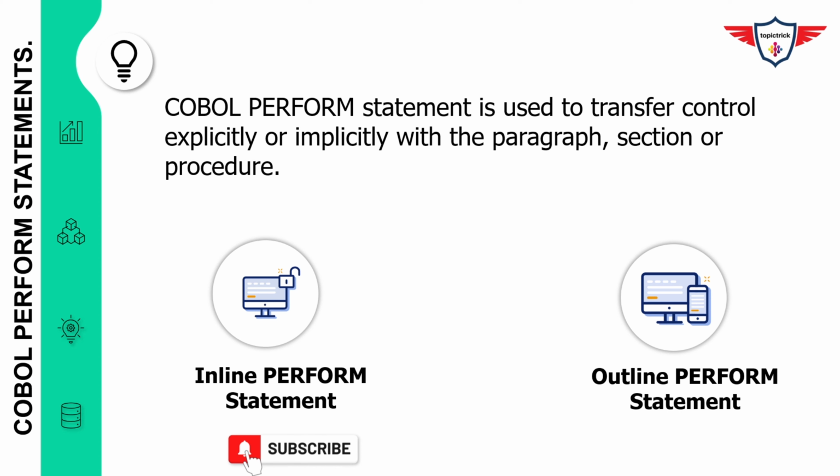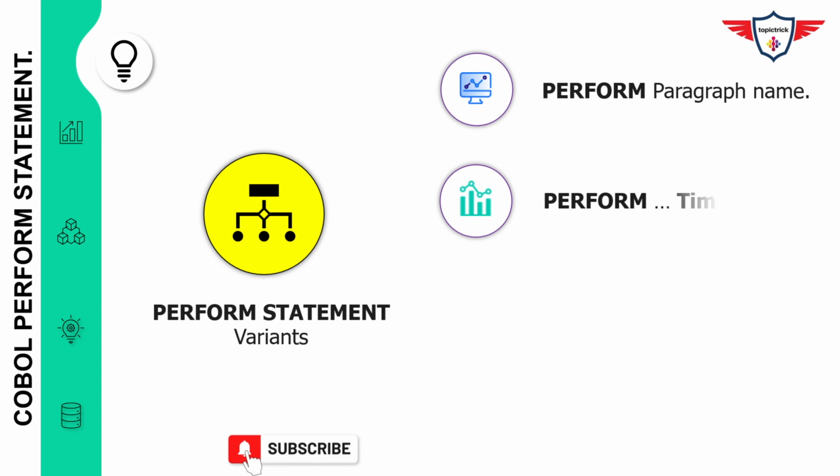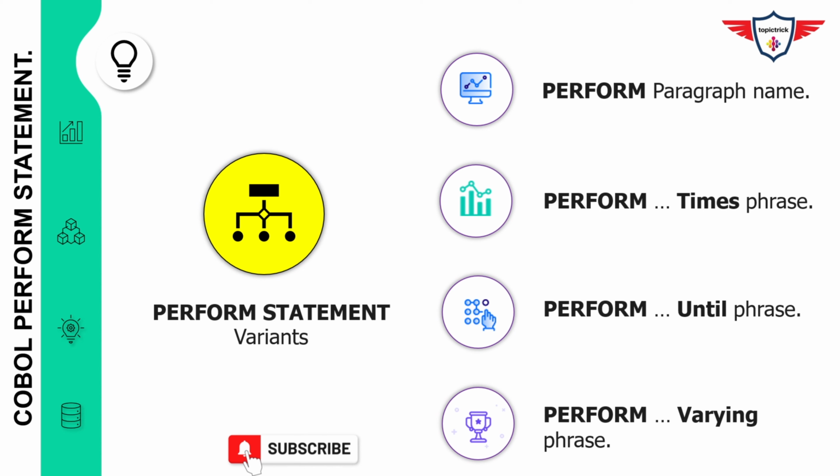Now let's look at the different variants of the perform statement in COBOL. There are four different formats of the COBOL perform statement and you can use either of the formats in your COBOL program as per your requirement. The first variant is perform followed by a paragraph name. The second format is perform with the times phrase. The third format is perform with the until phrase. And the last format is perform with the varying phrase.